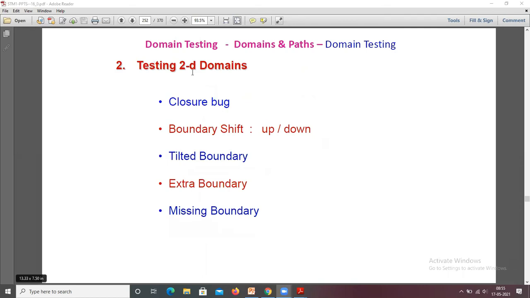So the first one is the closure bug. This is A, this is a two-dimensional diagram like this, and this is B. Let us assume this is B. Now these two are the test points. This is what we call a closure bug.